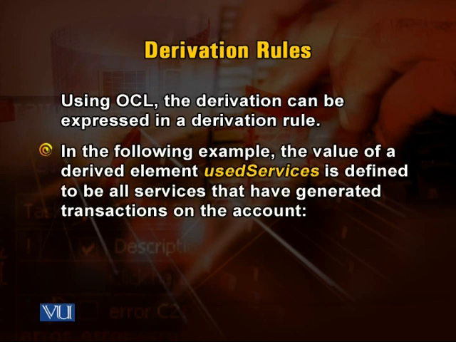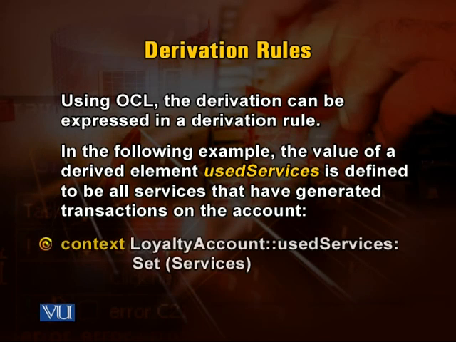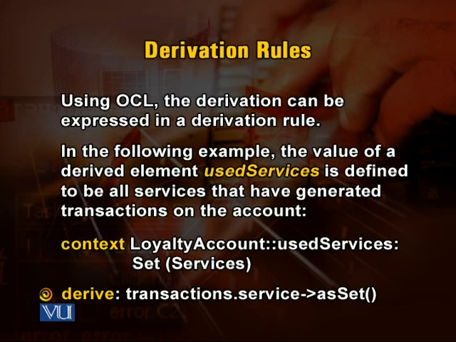The value of a derived element used services is defined to be all services that have generated transactions on the account. So this is how we write it. We say context, loyalty account, use services. Now this is a derived from loyalty account, set services, and we derive transactions service as set.